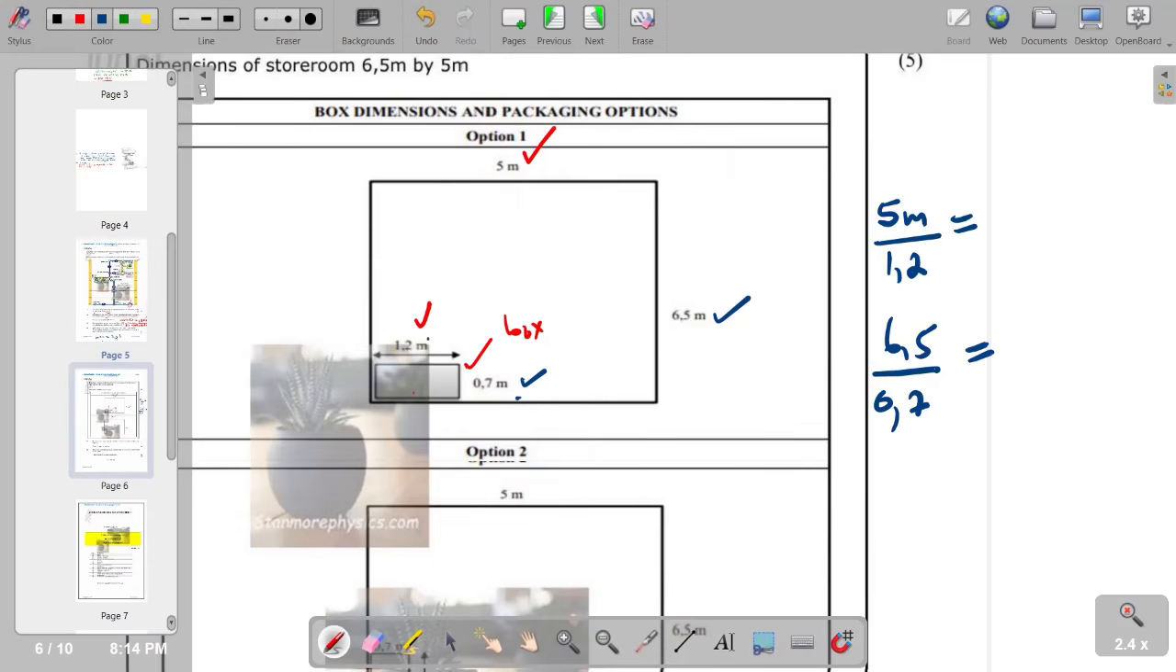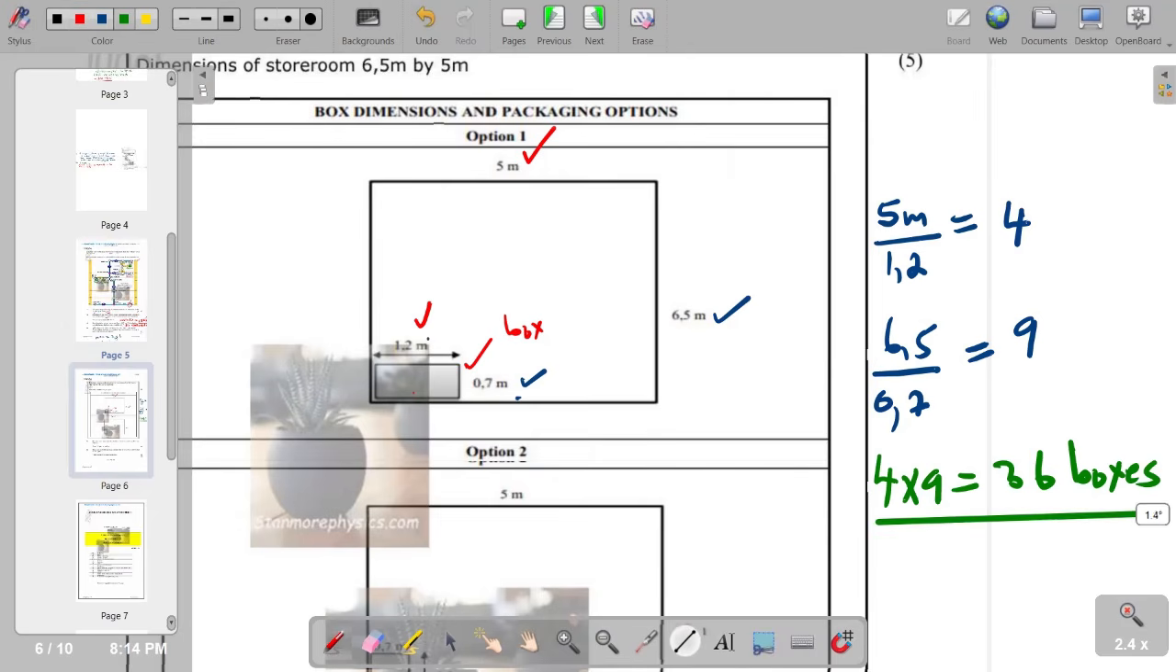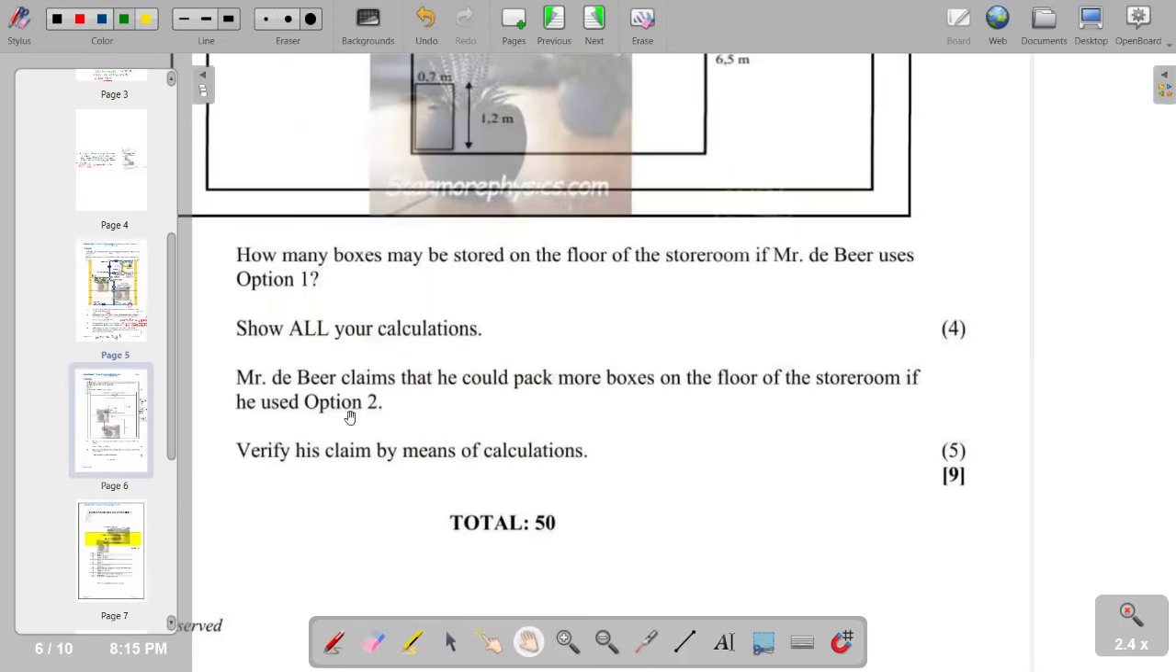If you say 5 divided by 1.2, you get 4, and then 6.5 divided by 0.7, you get 9. So you don't multiply the answers; you don't say 4 times 9, you get 36. So your answer is 36 boxes. Basically, this is how you go about it. These are the calculations that lead us to the number of boxes. So we have 36 boxes. Then we go to 5.2.